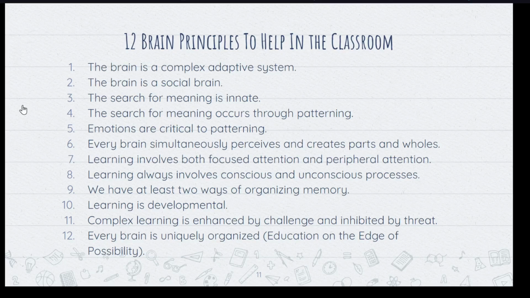The search for meaning is innate. The search for meaning occurs through patterning. Emotions are critical to patterning. Every brain simultaneously perceives and creates parts and wholes. Learning involves both focused attention and peripheral attention, and it also involves conscious and unconscious processes. We have at least two ways of organizing memory. Learning is developmental. Complex learning is enhanced by challenge and inhibited by threat. And every brain is uniquely organized. Every human is unique in their own way.